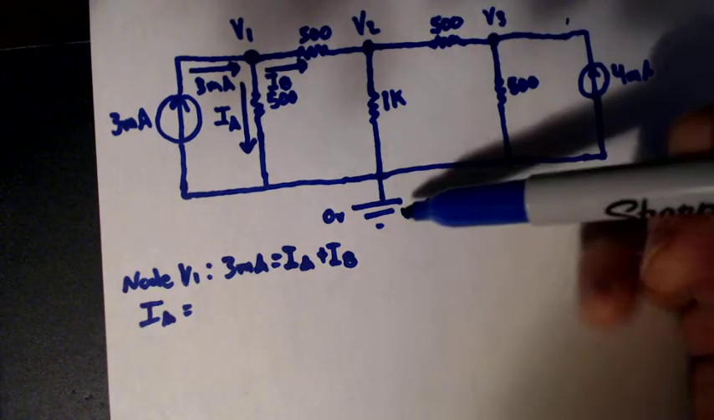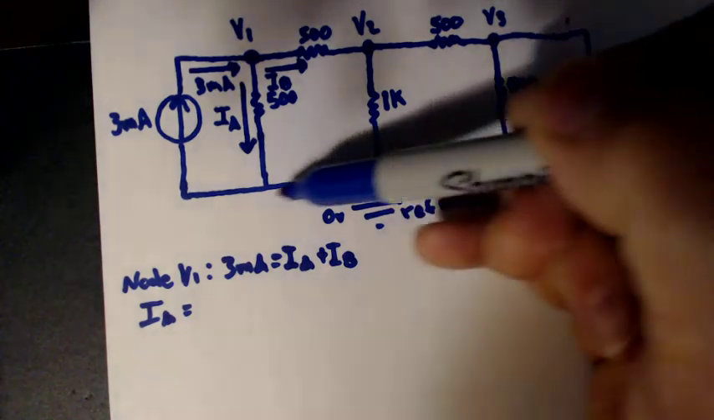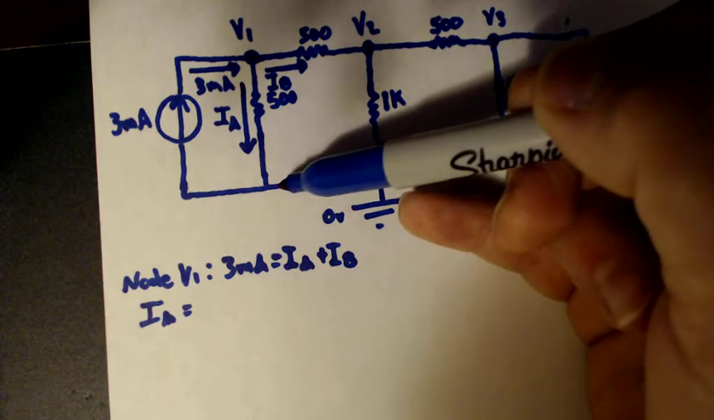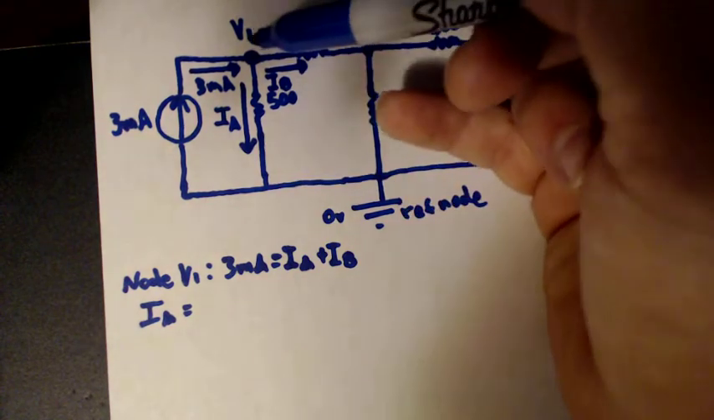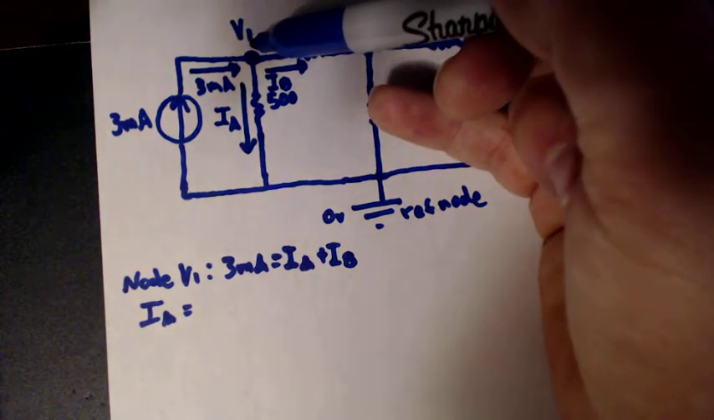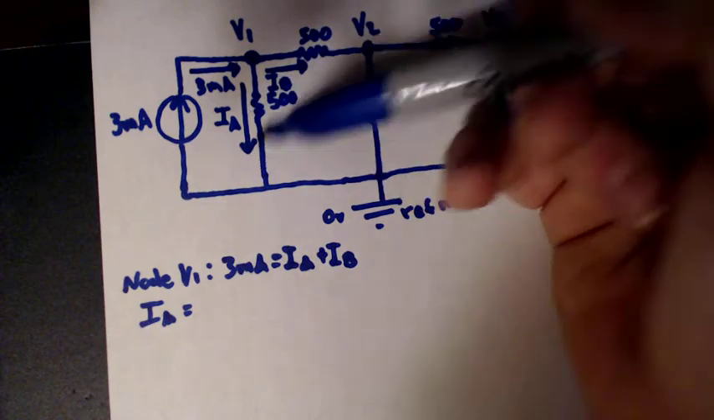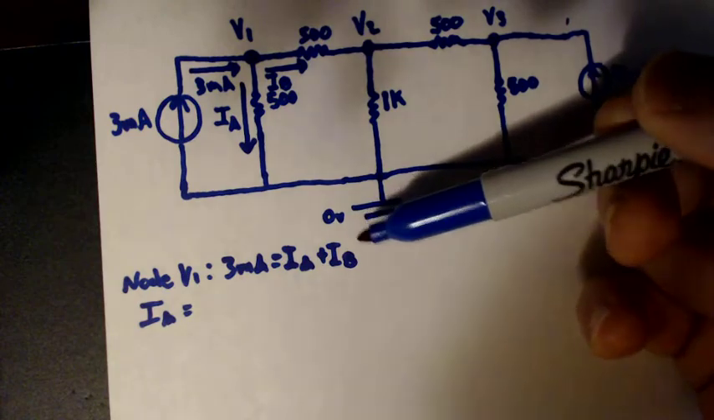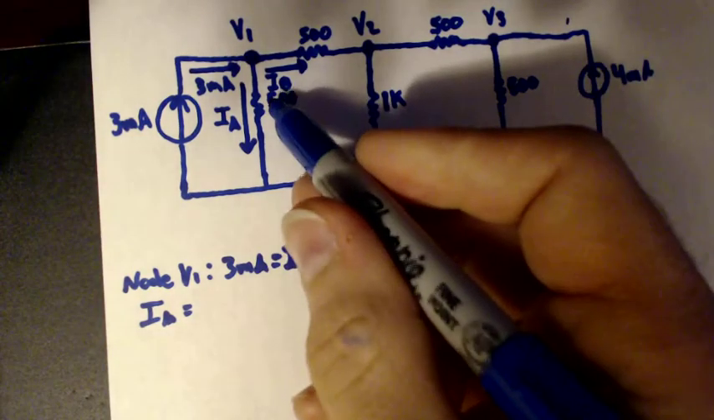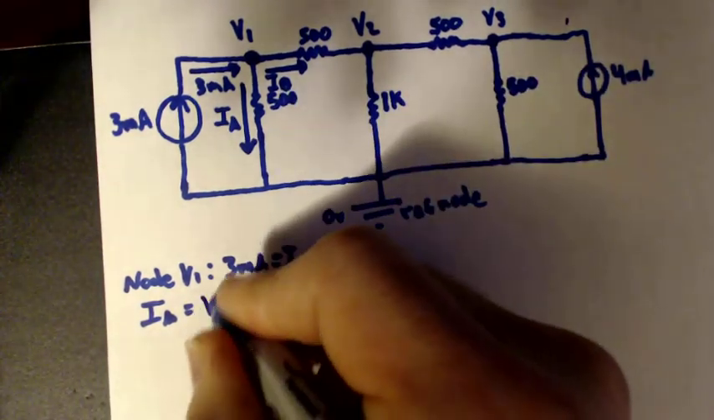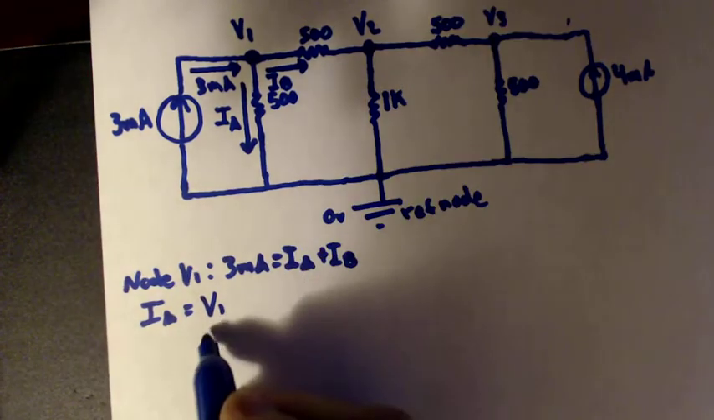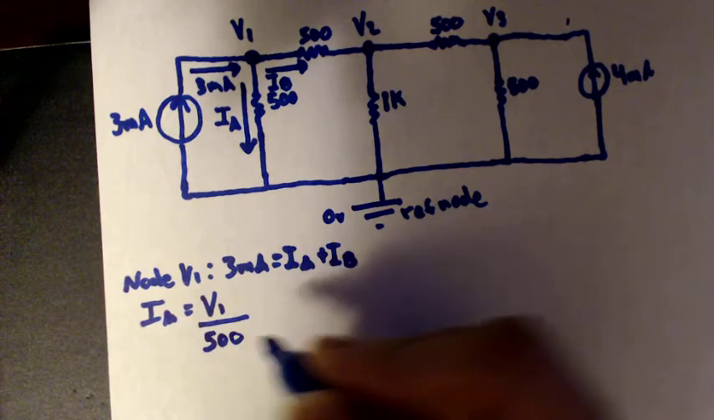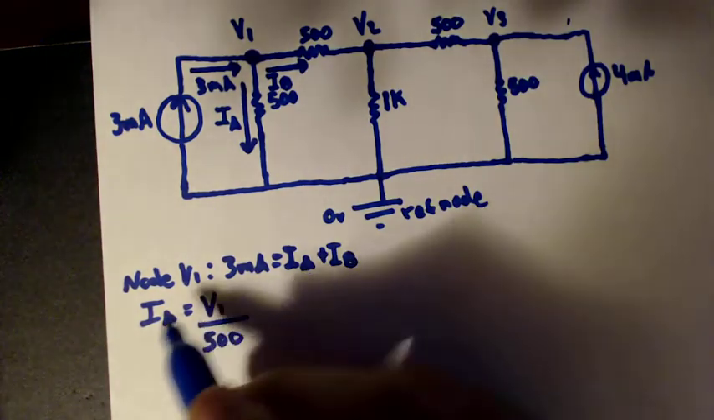Well, because our reference node is here, we've already said that for the sake of solving this, this point in our circuit is 0 volts. So when I have V1 over here, my voltage drop across the 500 ohms is simply V1, right? It's already in reference to 0 volts. So my voltage drop across the 500 ohms is V1. And if I divide that by the resistance, 500 ohms, then I have my current.